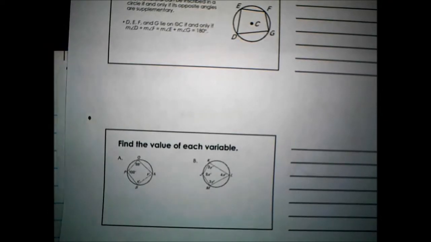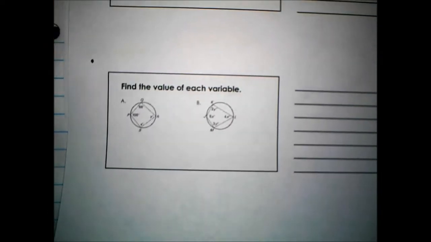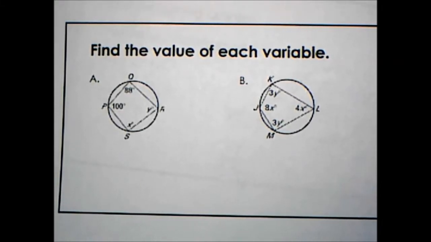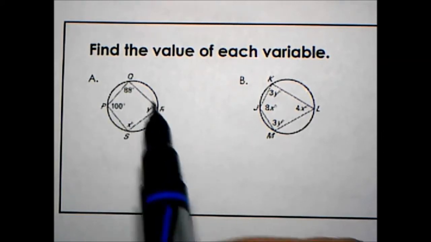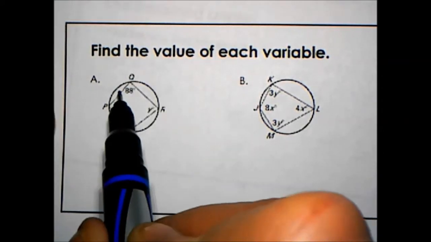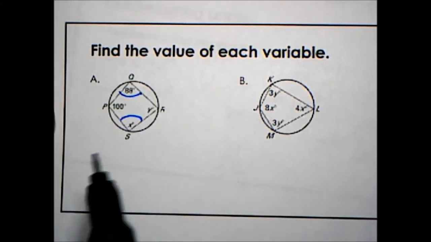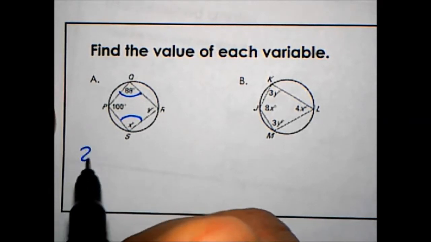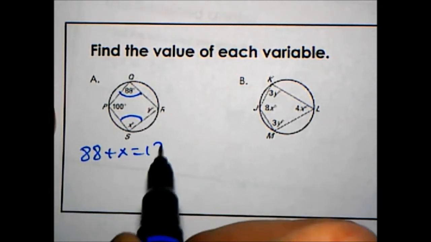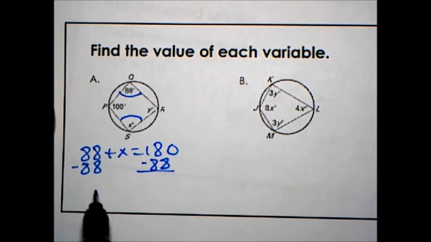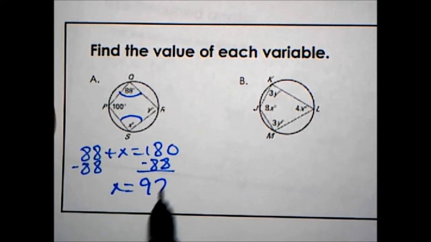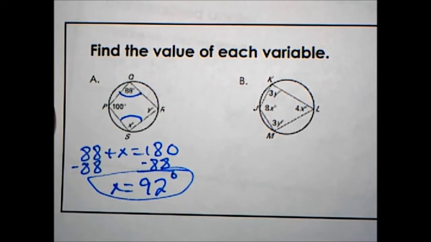Alright, if I look at our last example here, let me pause and zoom in. Okay, on this one, it wants us to find our variables and realize we're dealing with a quadrilateral inside a circle. So 88 and x will be supplementary. So I'm going to take 88 plus x equals 180. I'm going to subtract the 88, and x is equal to 92 degrees on that problem.